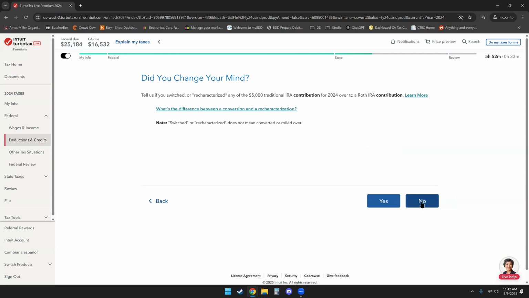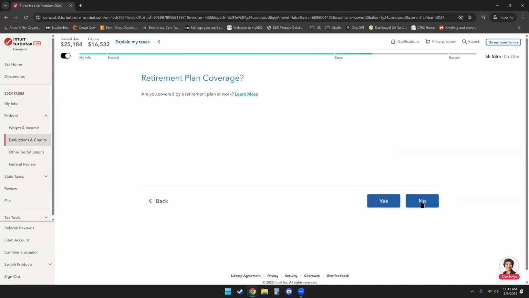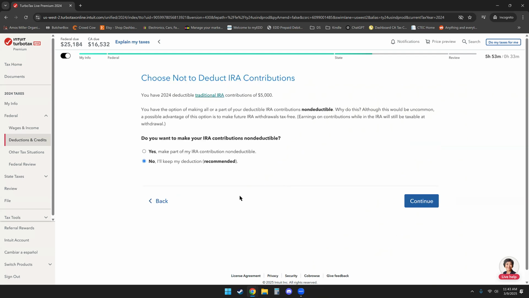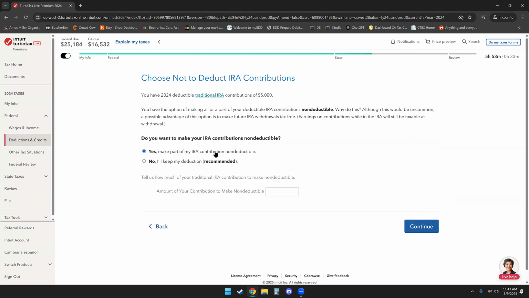And this is typically going to be no. This is switched or recharacterized, which is not the same thing as a conversion. And no, I'm not covered by a retirement plan at work. Any excess contributions? No. Total basis, you're going to have to find this form to find out what the total basis was. Might just be zero if you did the conversion instantly and you did the total conversion. So yes, make part of my IRA non-deductible.